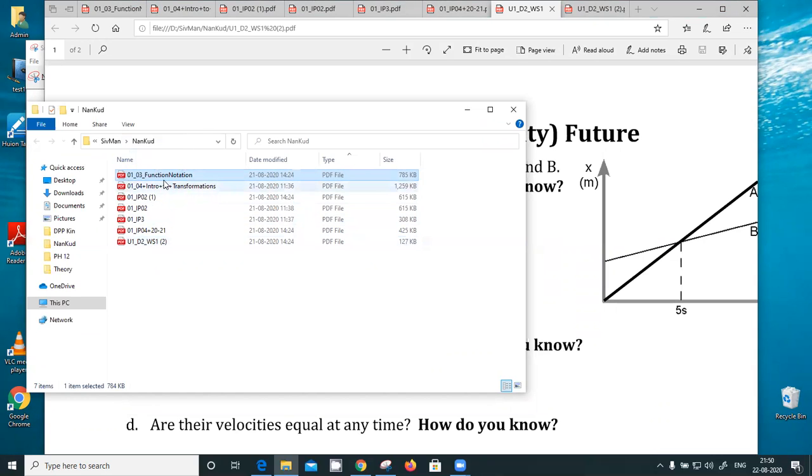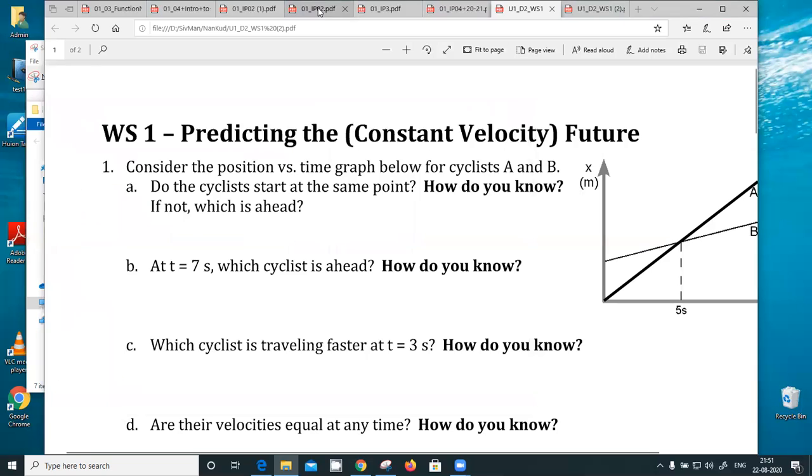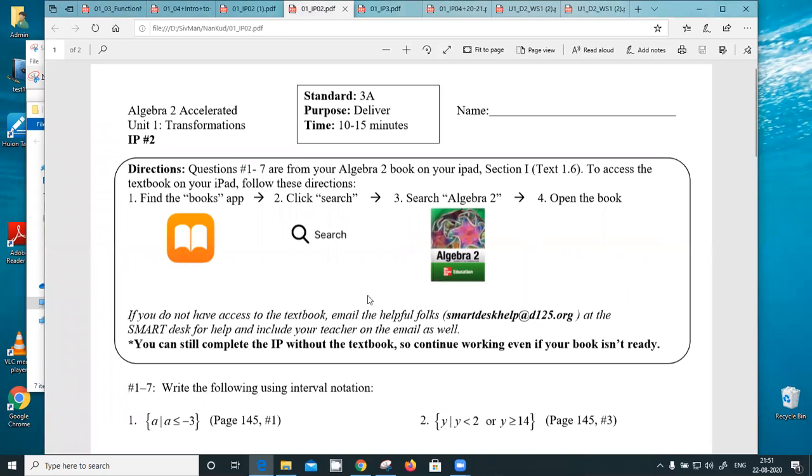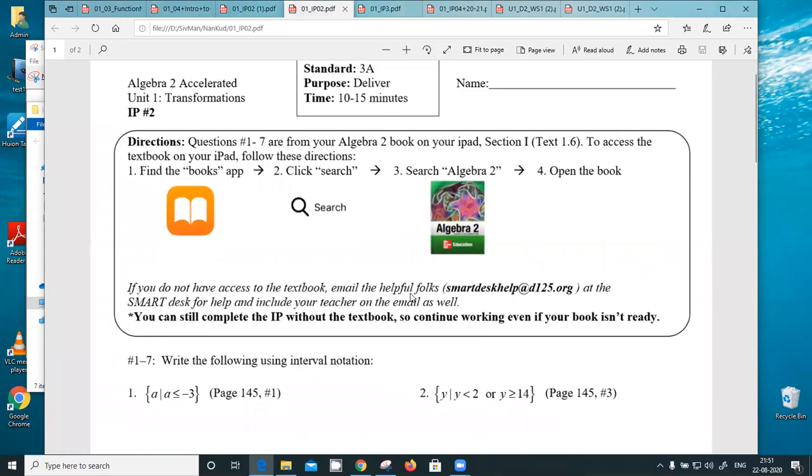The names appear as function notation, intro to transformations, and then DP, IP02, IP3, IP4, IP4 2021 it says. So which one do you want to discuss now? IP2. IP02. I think you sent it twice. Okay, this is the one, right? Yeah.